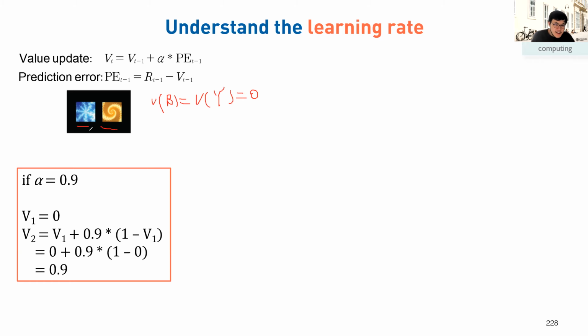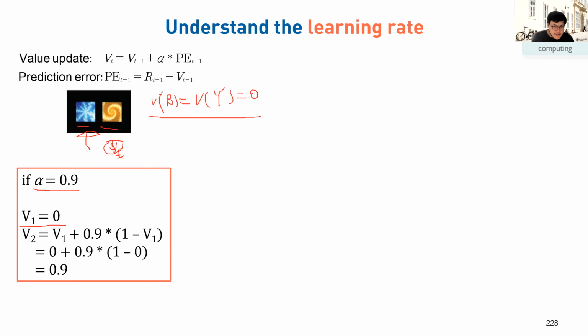Then let's say after choosing blue, you get money. A dollar, euro, whatever. After choosing blue, you get money. So then we can calculate. Suppose we have a learning rate of 0.9. Suppose the value on the first trial is 0, because we defined the initial value to be 0.